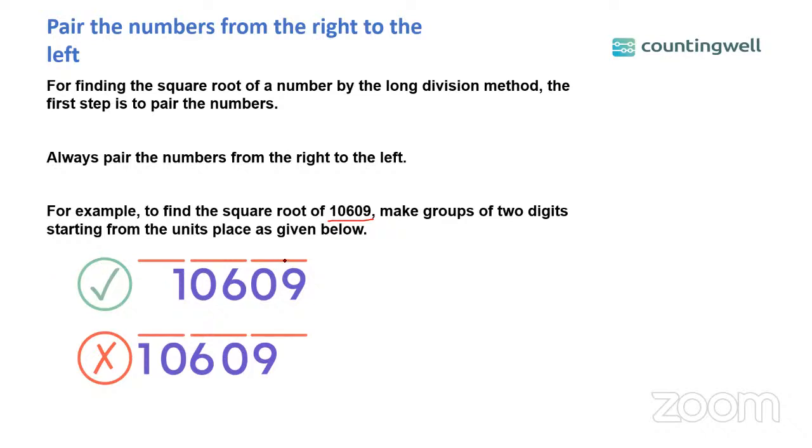In the first way, you can see we have started pairing the digits from the extreme right. So we pair as 1, 06, 09. This is the correct way of pairing the numbers whenever you are finding the square root by the long division method.